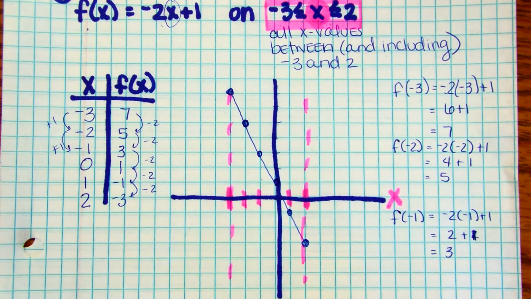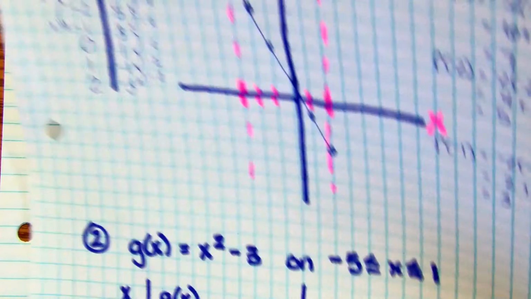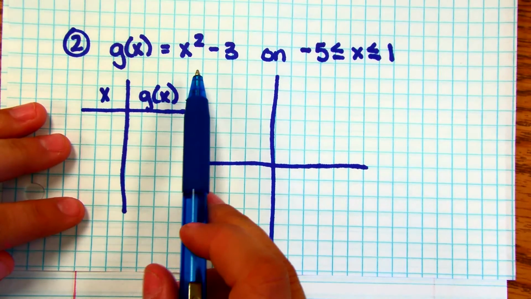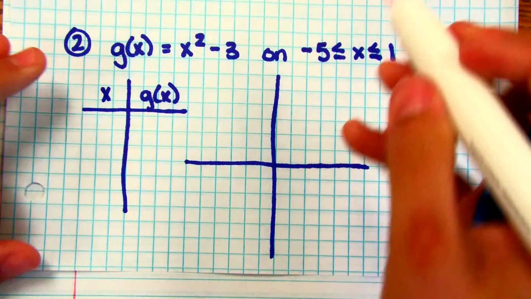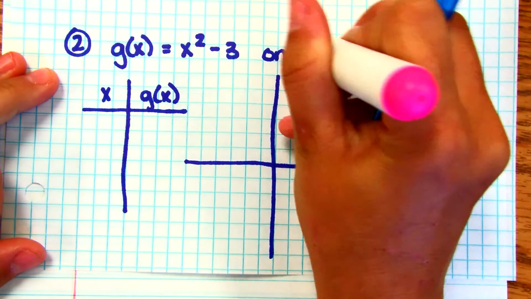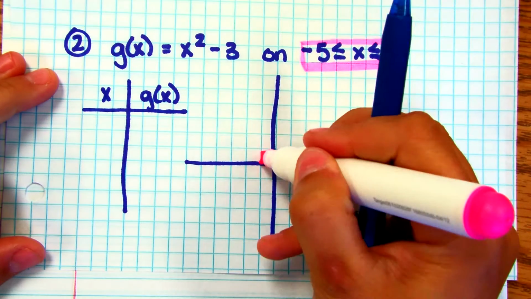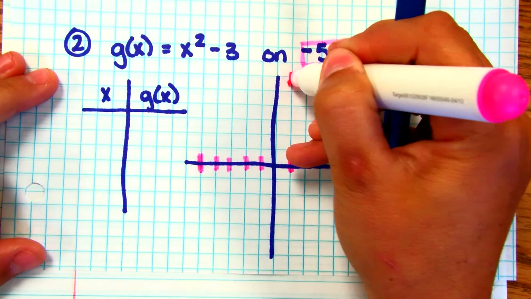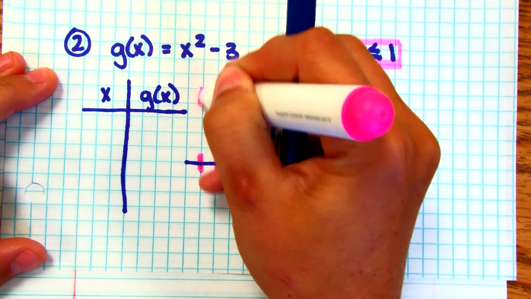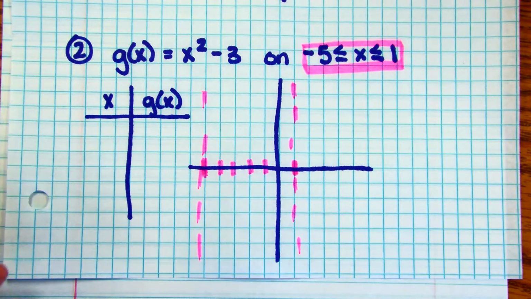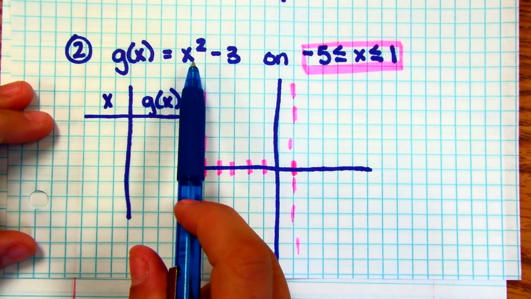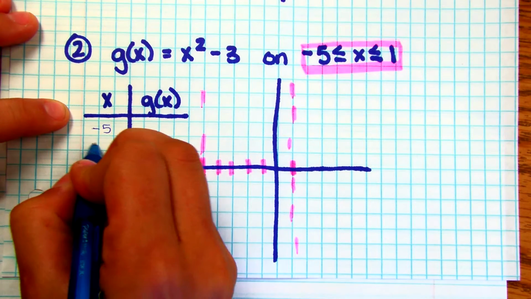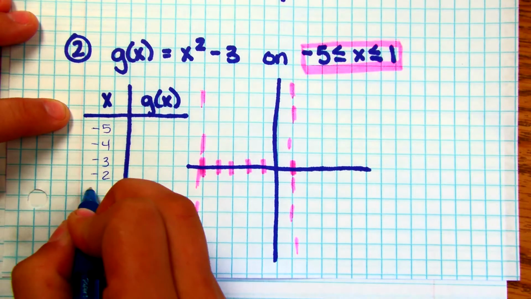Let's do one more together just to practice. So this time we're going to graph g of x equals x squared minus 3 on the interval negative 5 to 1. So we're going to graph this from negative 5 to 1. Notice that this is a quadratic, so I should expect a parabola or a U-shape. So the x values I need are negative 5, negative 4, negative 3, negative 2, negative 1, 0, and 1.